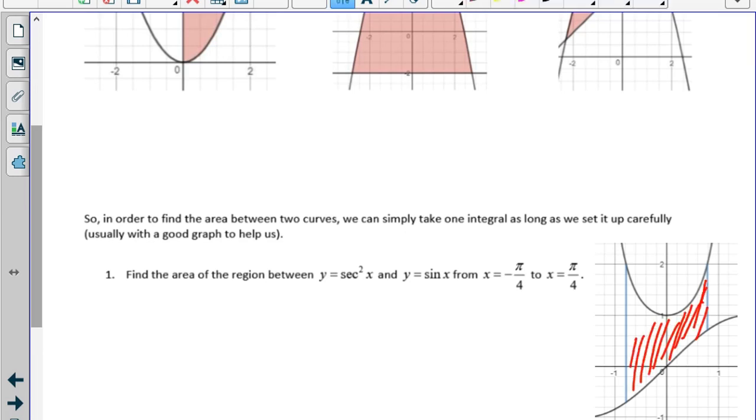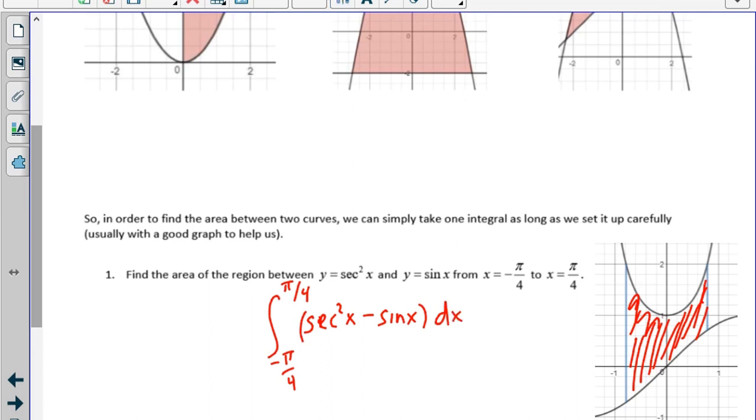And what I can do is I can take the integral of these two functions from negative pi over 4 to pi over 4. That's my lower bound and my upper bound, of the top curve, which is secant squared of x, minus the bottom curve, which is sine of x, dx. This is a problem I can do without a calculator because an antiderivative of secant squared is tangent, and an antiderivative of negative sine is cosine. So I can take this and I can evaluate it from negative pi over 4 to pi over 4.